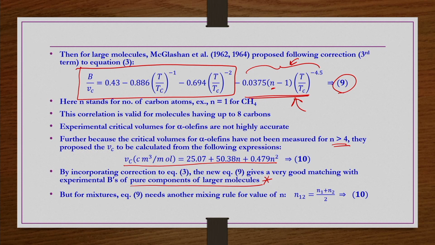But for mixtures, one problem is that we have to use mixing rules for n as well. For n they assume that the arithmetic average of n1 and n2 can be taken, that is, n12 is nothing but n1 plus n2 by 2. That is what they proposed. Okay.